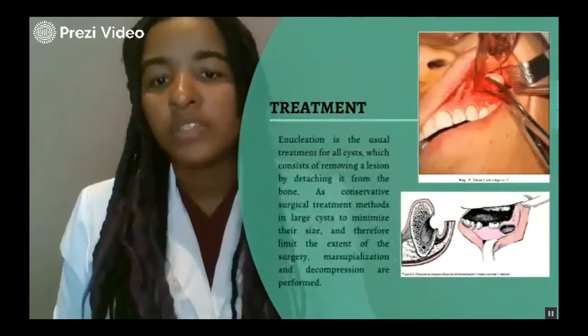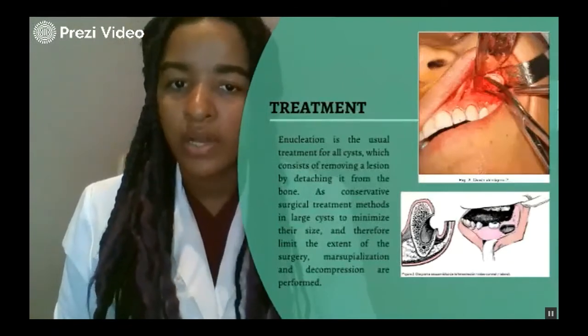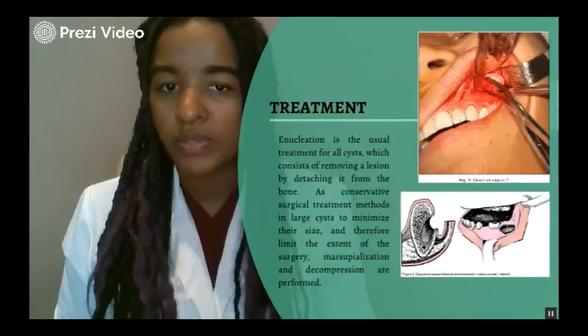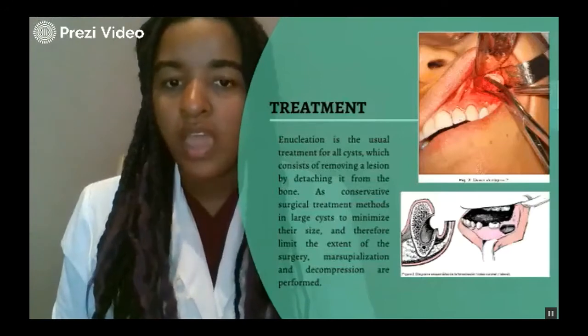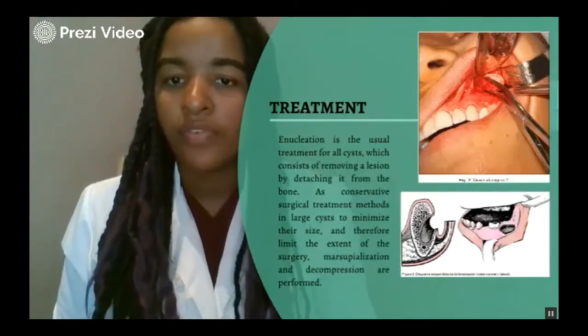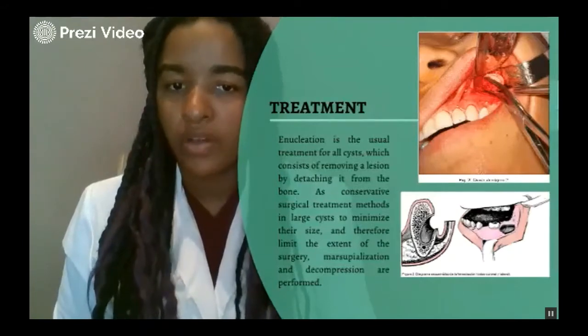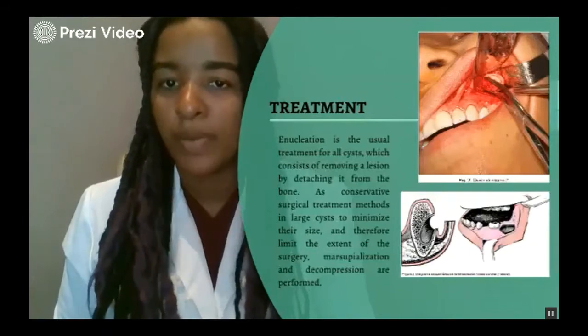Treatment. Enucleation is the usual treatment for a cyst, which consists of removing a lesion by detachment from the bone. Conservative surgical treatment methods reduce the size of cysts and therefore limit the extent of the surgery, when stabilization and decompression are performed.